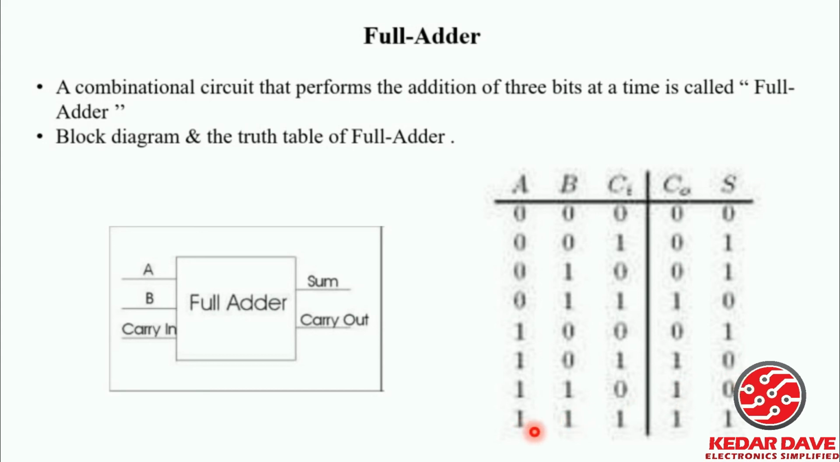So this way, after that 1 plus 1 is equal to 1 0, 1 plus 1. So again there are 2 carries generated, and it will be represented at the output terminals. That is, 1 will be the sum and 1 will be the carry, right? So this way the complete full adder circuit is performed.